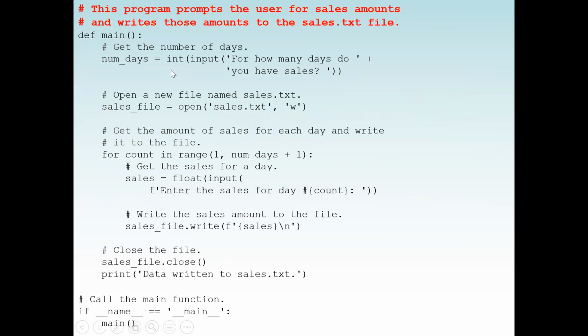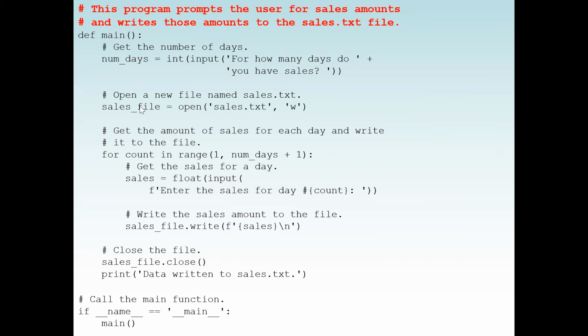So let's see an example here. This program will prompt the user for sales amounts and then write those amounts to the sales.txt file. So that's our main method. We get the number of days. Here we use the keyboard input to get the number of days into a variable named number of days. Then we open our new file. The file name is sales.txt. Then we are going to write into it. So we have open sales.txt, write, into sales file. So that's our file object here.